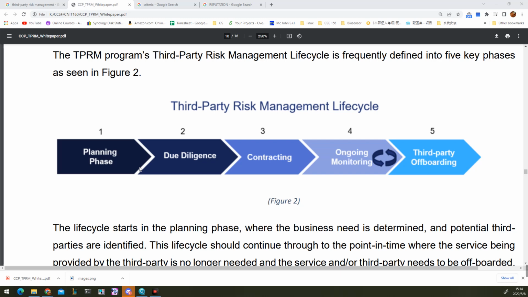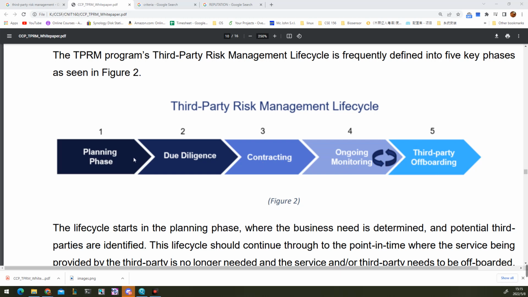The first one is the planning phase, and then is due diligence. The third is contracting. The fourth is ongoing monitoring. The last one is third party offboarding.